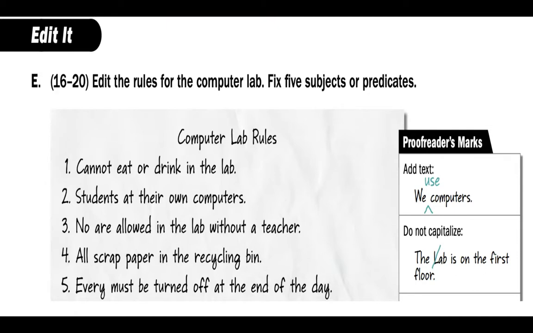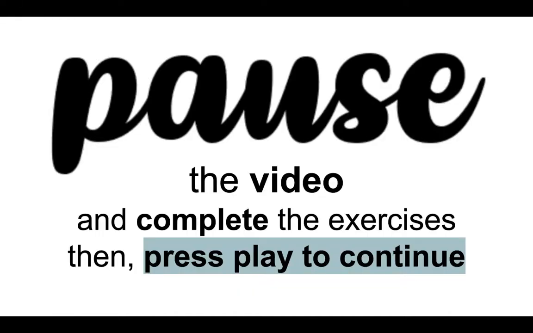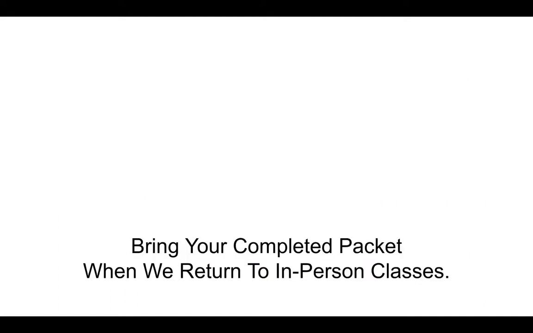Let's read number 1. Cannot eat or drink in the lab. We know what we cannot do, but we do not know who cannot do it. We are missing a subject. You need to add the subject, and it should say, "We cannot eat or drink in the lab." Pause the video and complete the exercises, then press play to continue. Bring your completed packet when we return to in-person classes.